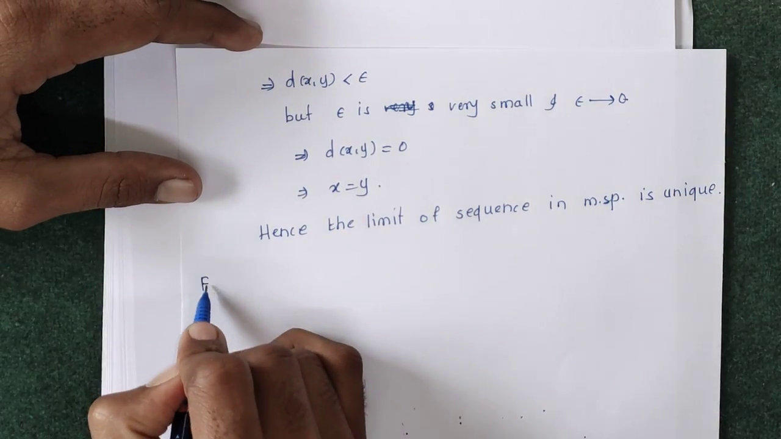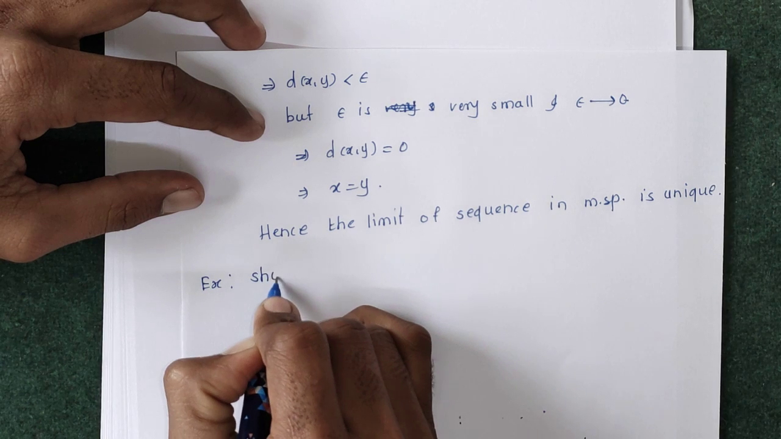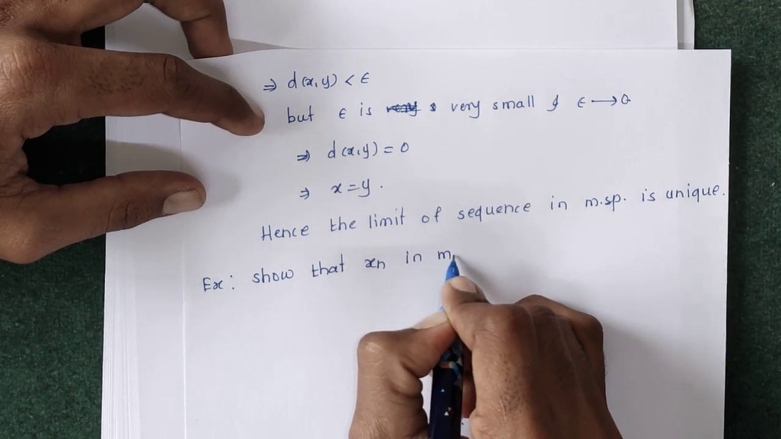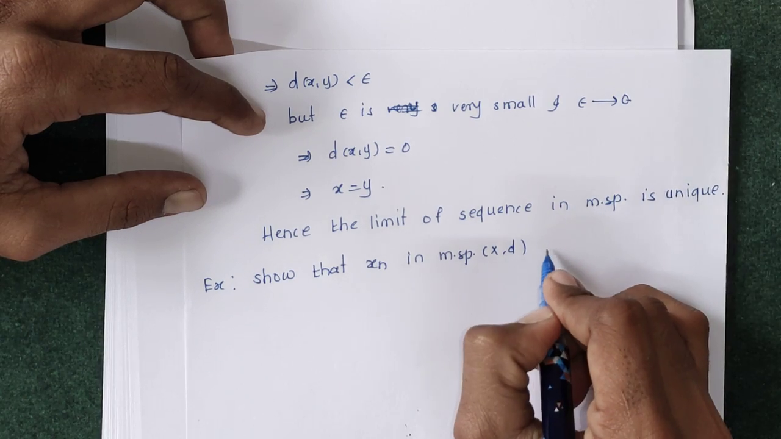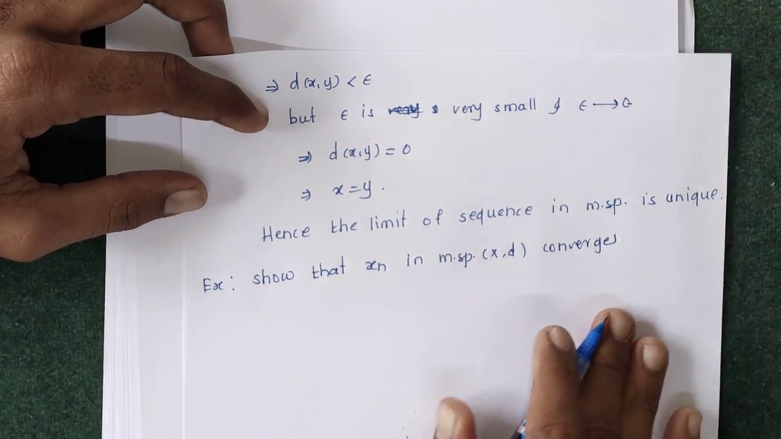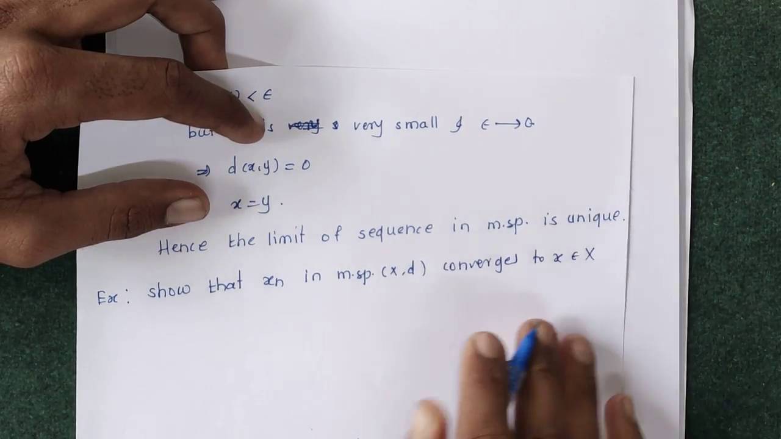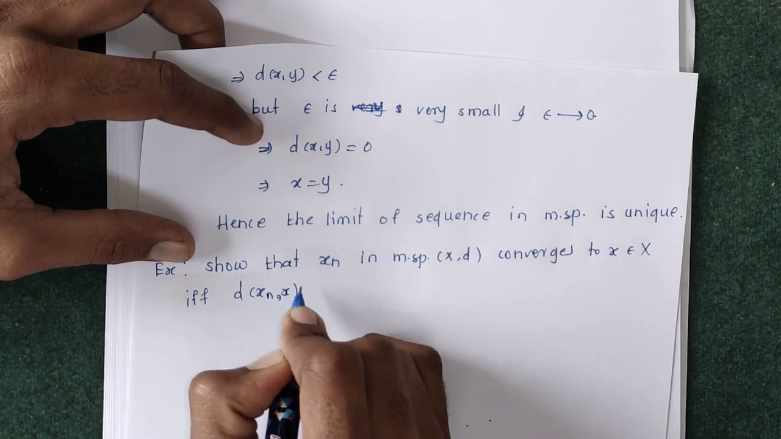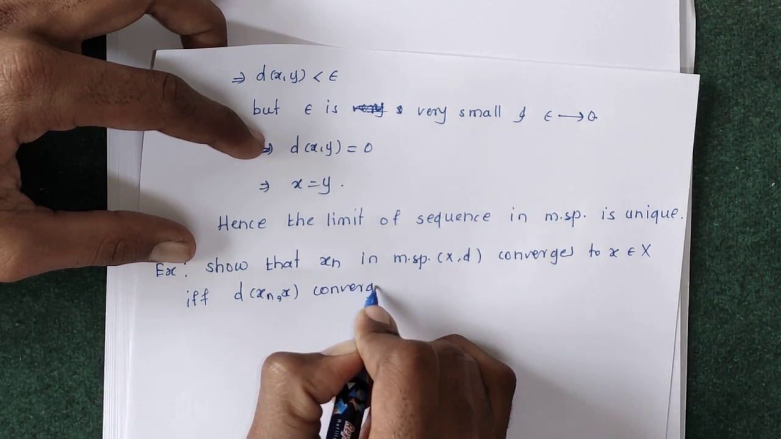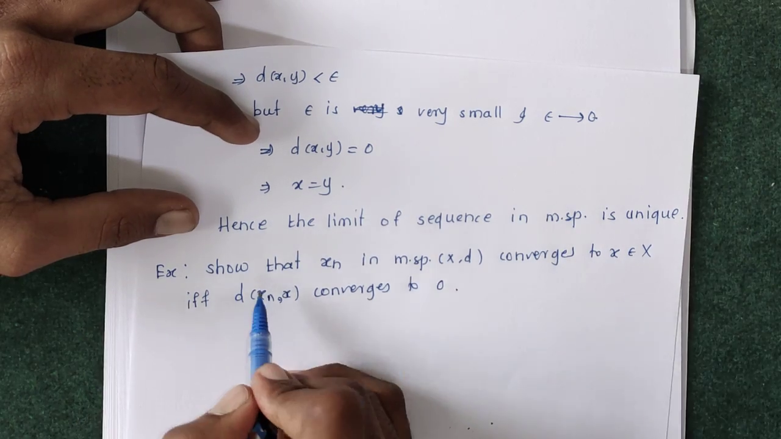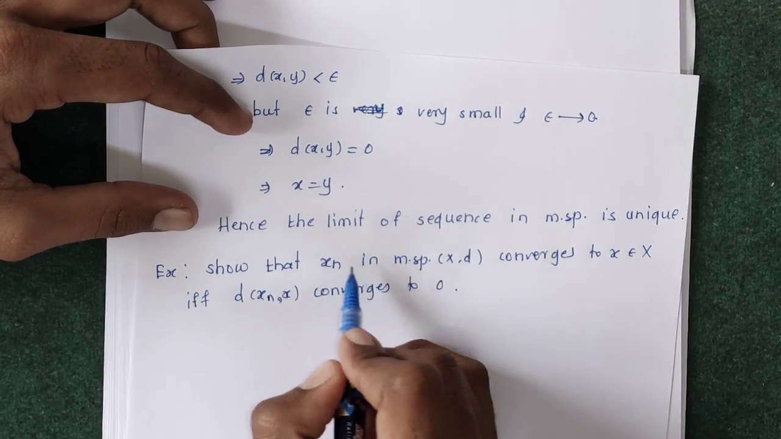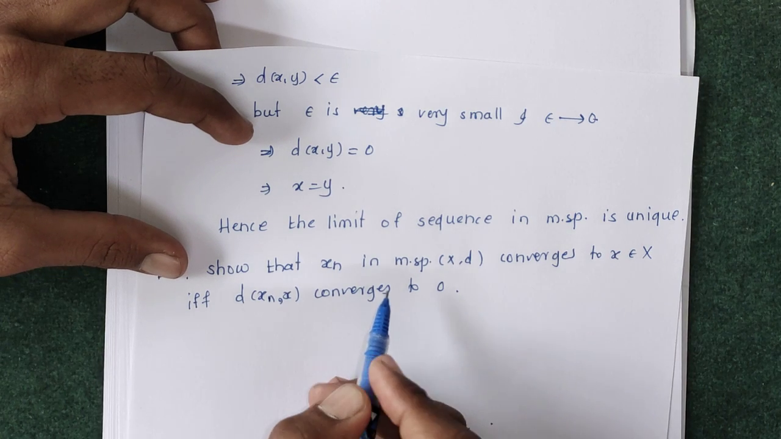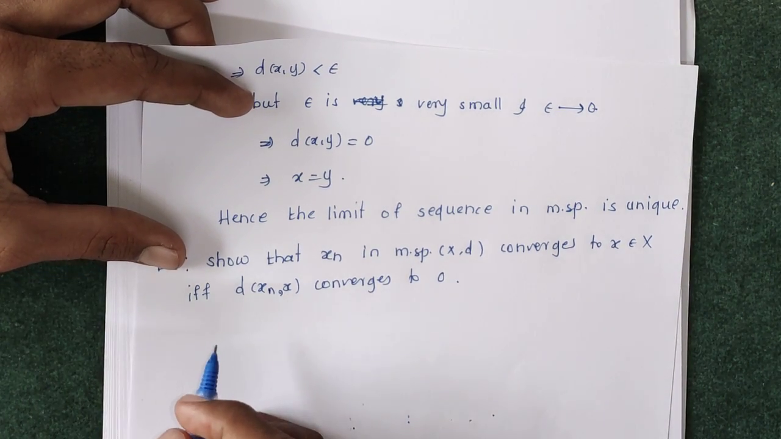Now the next example is: show that a sequence xn in a metric space (X, d) converges to some x if and only if the distance between xn and x converges to 0, that is, tends to 0. So a sequence xn in the metric space (X, d) converges to that x if and only if the distance between xn and x converges to 0, that is, the distance between x and xn is nearly equal to 0.